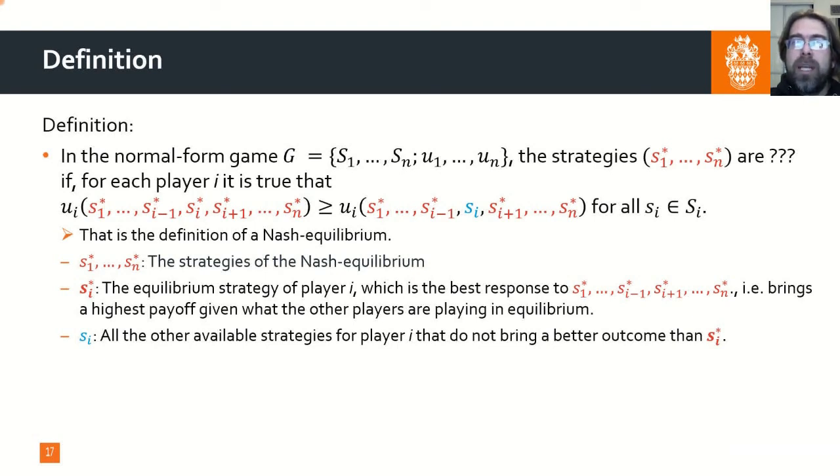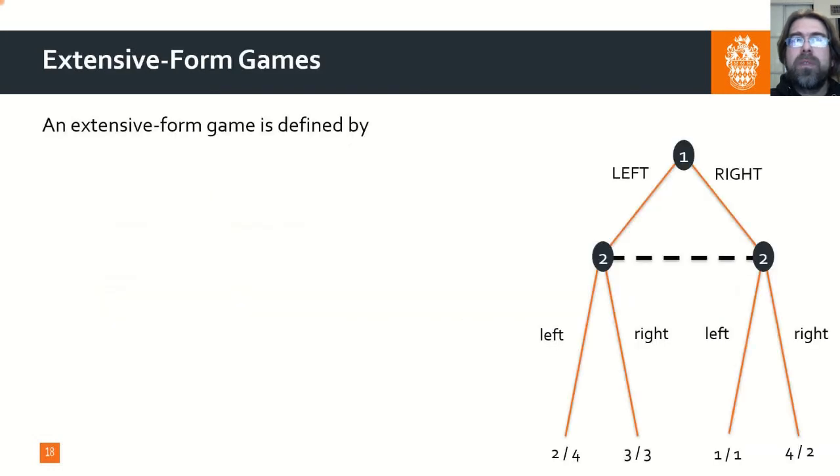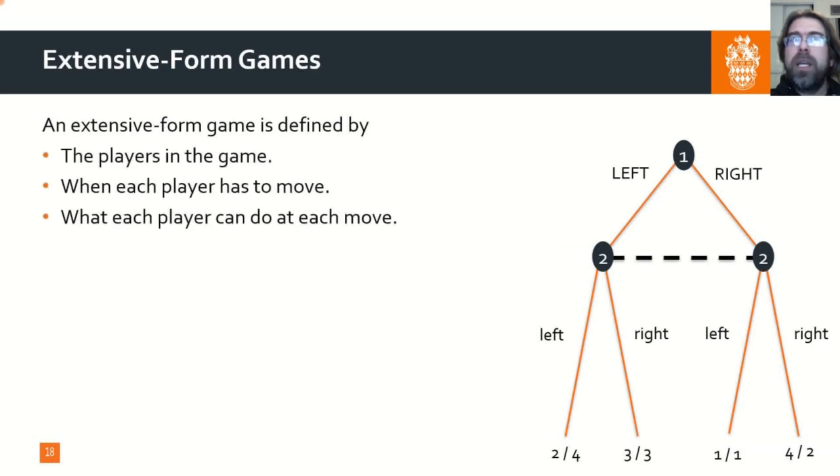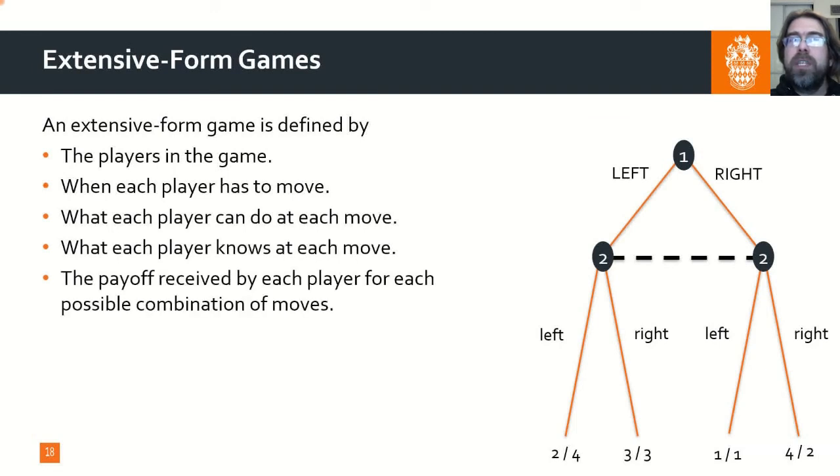Alright, I'm sure that's quite complicated, however we have good news. So consider an extensive form game, like the one on the right. Now extensive form games are defined by, again, the players in the game, when each player has to move, what each player can do at each move, what each player knows at each move, and the payoff received by each player for each possible combination of moves.